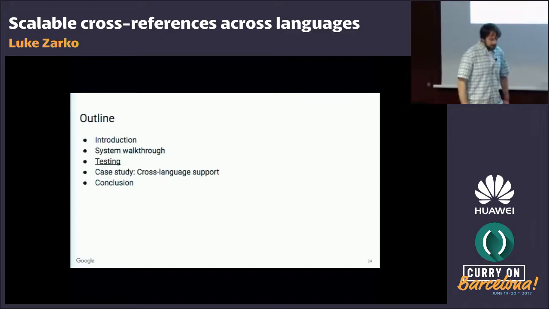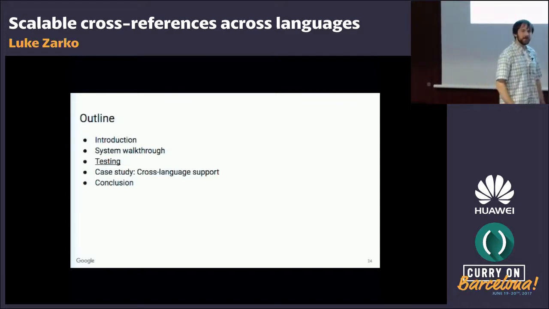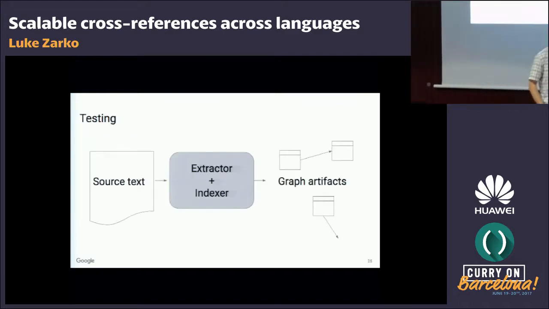So I'd like to talk to you about testing a little bit, because this turns out to be kind of interesting. At a high level, if you go even higher than in the first couple of slides, you can think of our system as something that takes in source text, passes it through this extractor composed with an indexer, and produces graph artifacts. How would you actually test one of these things? In the earlier revisions of the software, we would write tests in each programming language that we built an indexer for.